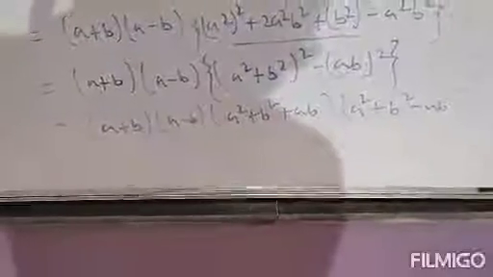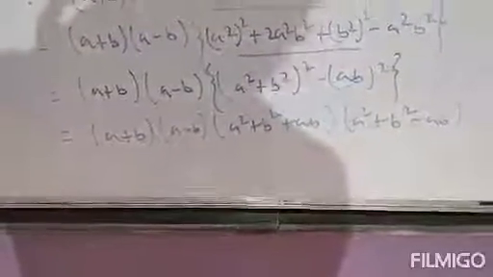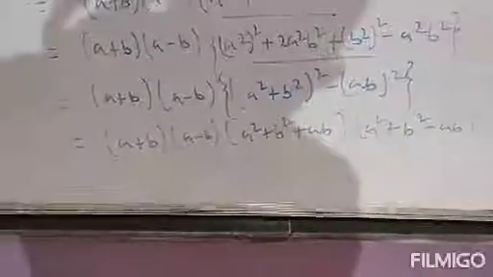So the final answer is a plus b, a minus b, a square plus ab plus b square, and a square plus b square minus ab. So this is the final answer. Clear? Very important question. A to the power 6 minus b to the power 6.